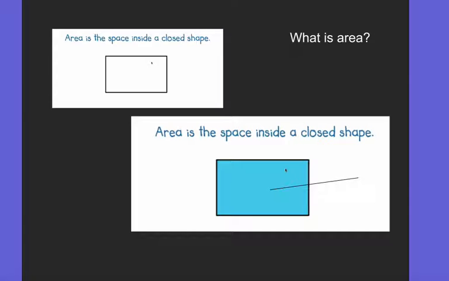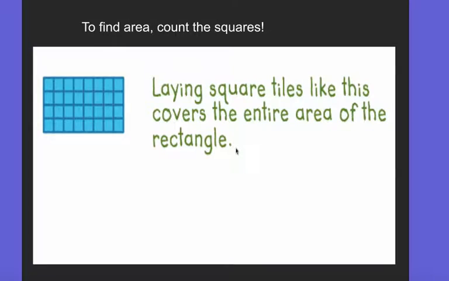So, what is area? We've been talking about perimeter, and we know perimeter is this outside measure. But area is actually the inside of the shape. We're going to learn how to measure this inside of a shape. So you'll see this blue. The area is everything in blue. Okay, it's the inside of a shape.